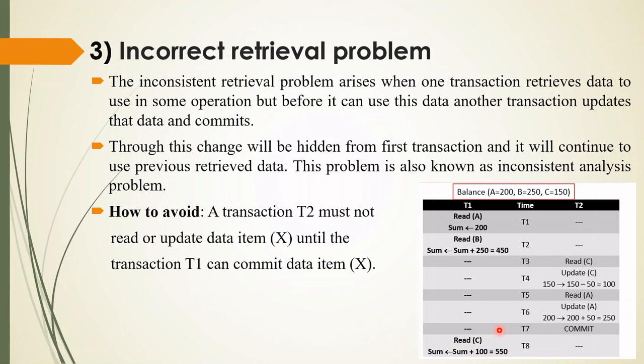So because of concurrency, three problems arise. First is the lost update problem, second is the dirty read problem, and third is the incorrect retrieval problem.